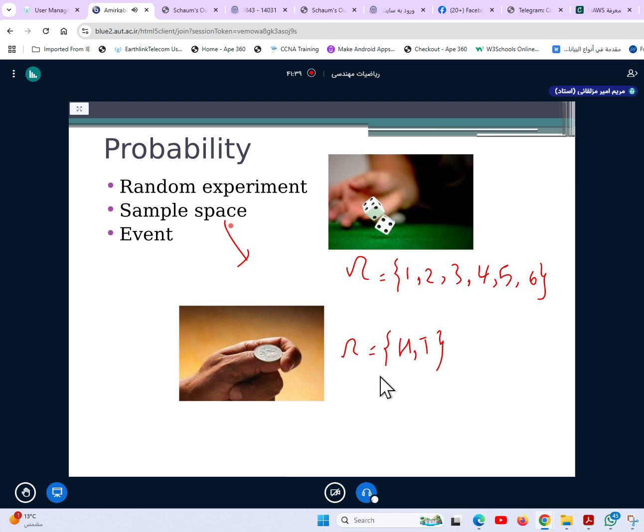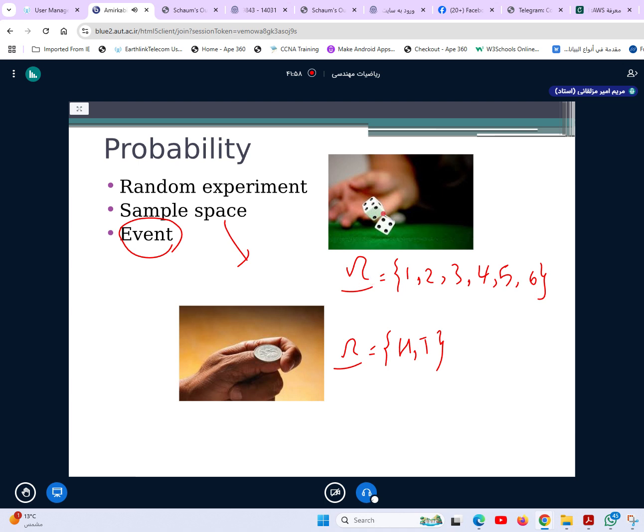So I think now it's clear what the meaning of a random experiment and its sample space is. But another definition: event. What is an event in a random experiment? An event is related to a random experiment. Any subset of the sample space is an event.